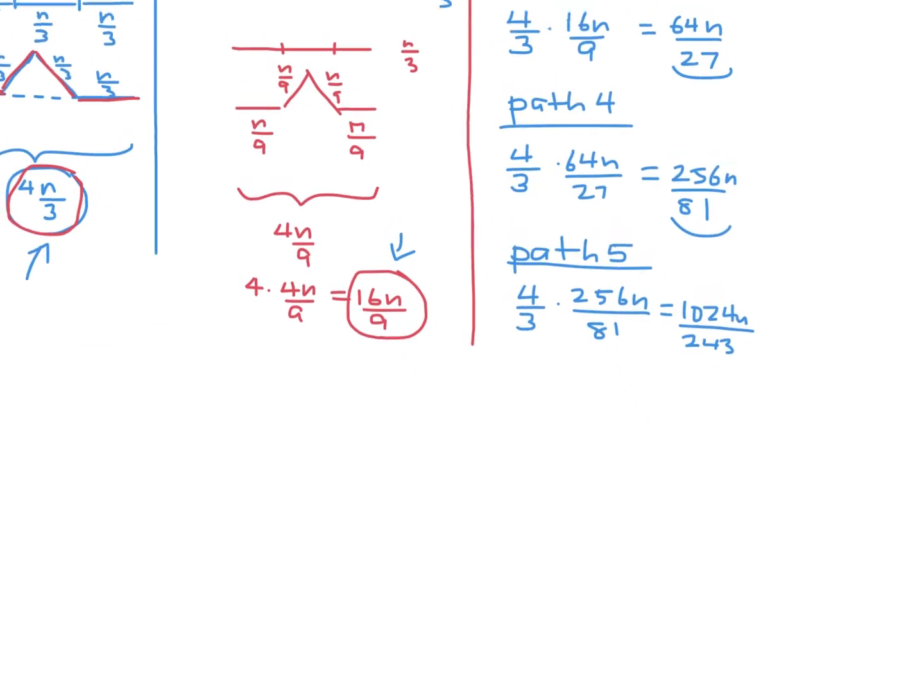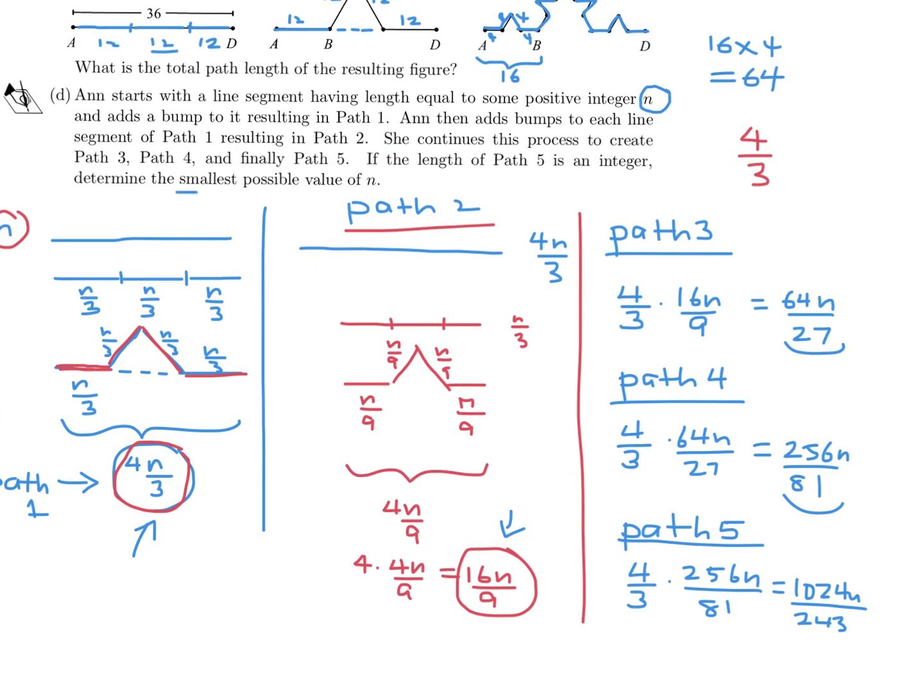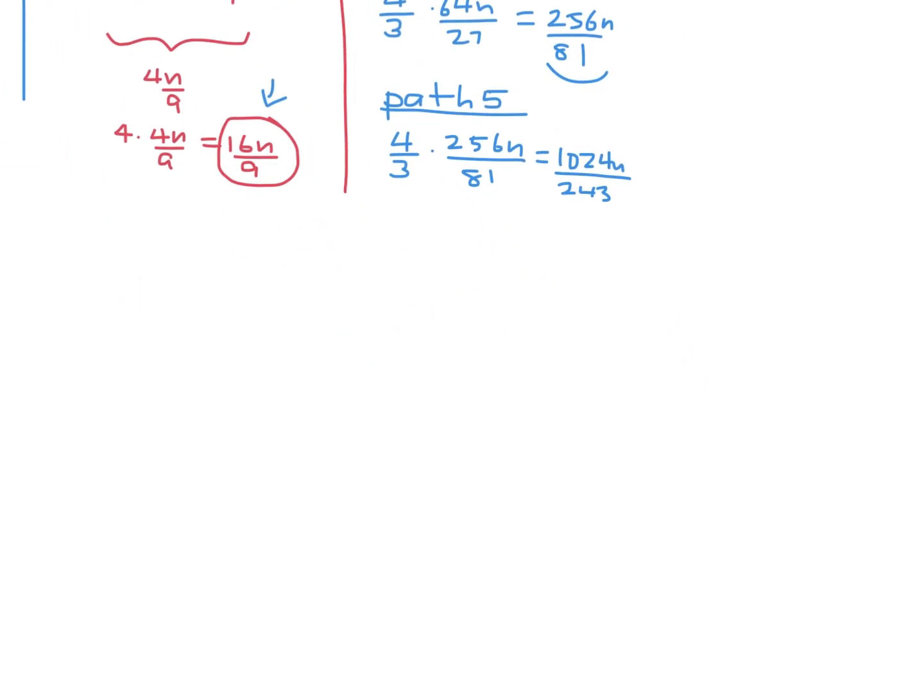So what they want is, what is the smallest possible value of n, since n is an integer? Okay, so this has to be an integer. So 1024n over 243 has to be an integer. Okay, if n is 243, then this would cancel out. This would cancel with that. And I think this is in lowest terms.